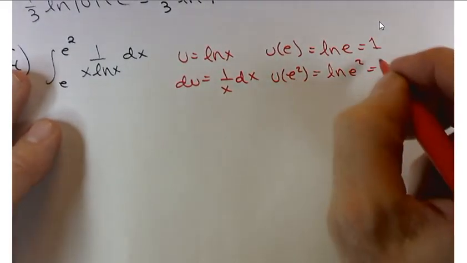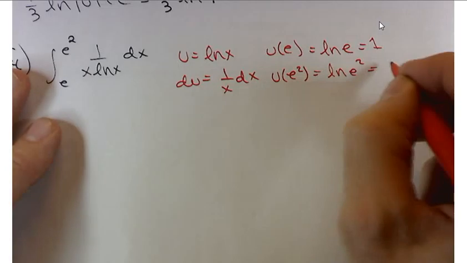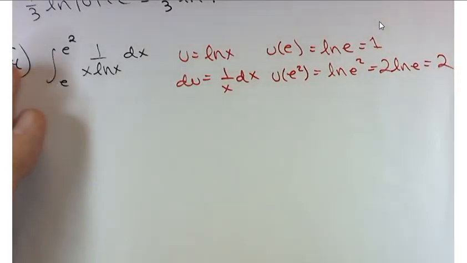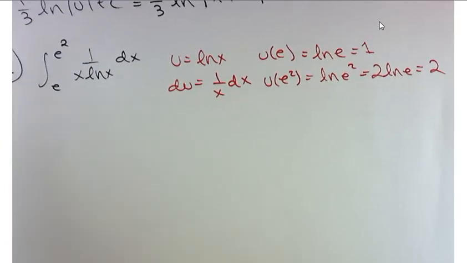And let me show you kind of a rationale for that. The 2 comes out in front. I get 2 ln of e, which is 2 times 1, or just 2. The nice thing about changing your limits of integration is that we're not going to have to go back and work with the problem in x at all. We're going to finish it up using our limits.